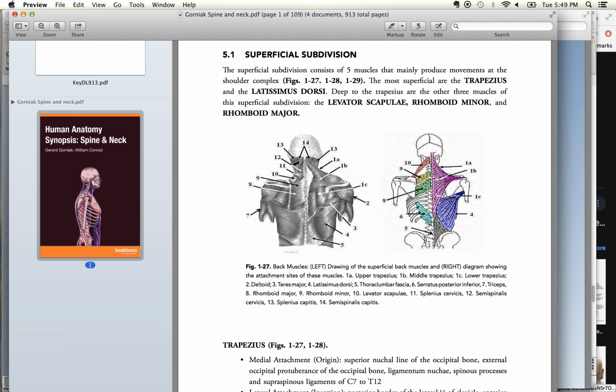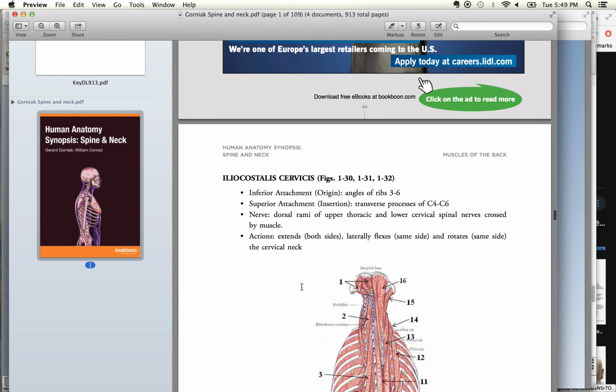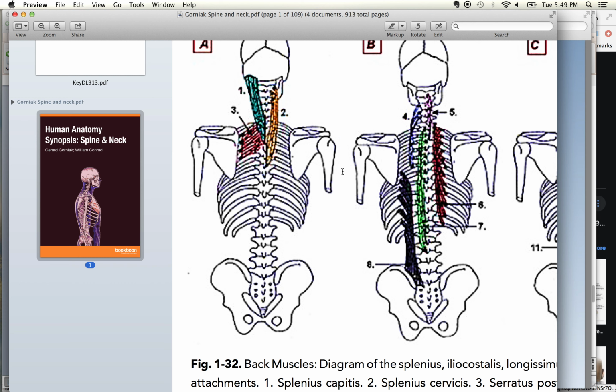That's the levator scapula. The next, going a bit deeper here into the splenius group, is the splenius cervicis. You can see splenius cervicis labeled number 2 here. See if I can blow that up. Number 2 attaching to C2. The splenius cervicis serves to extend the neck or the cervical spine on both sides, rotate to the same side, and laterally flex to the same side at the cervical spine.